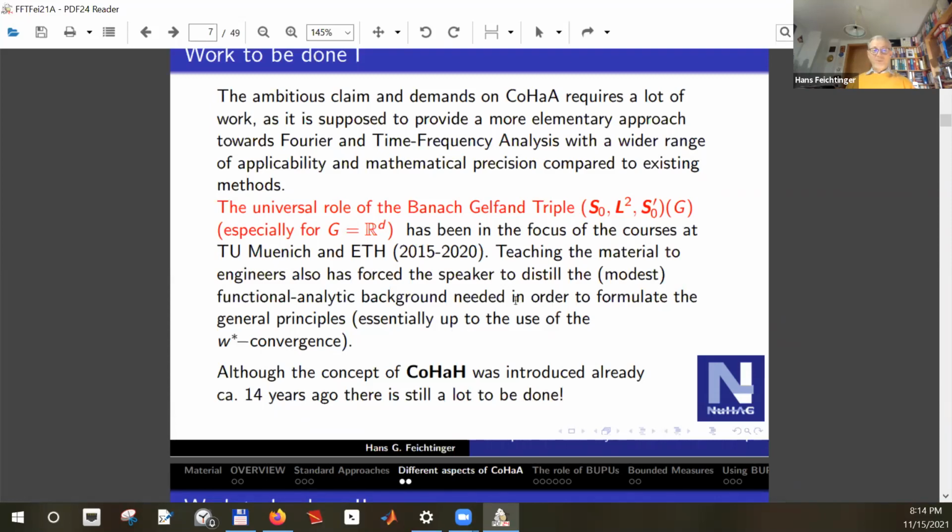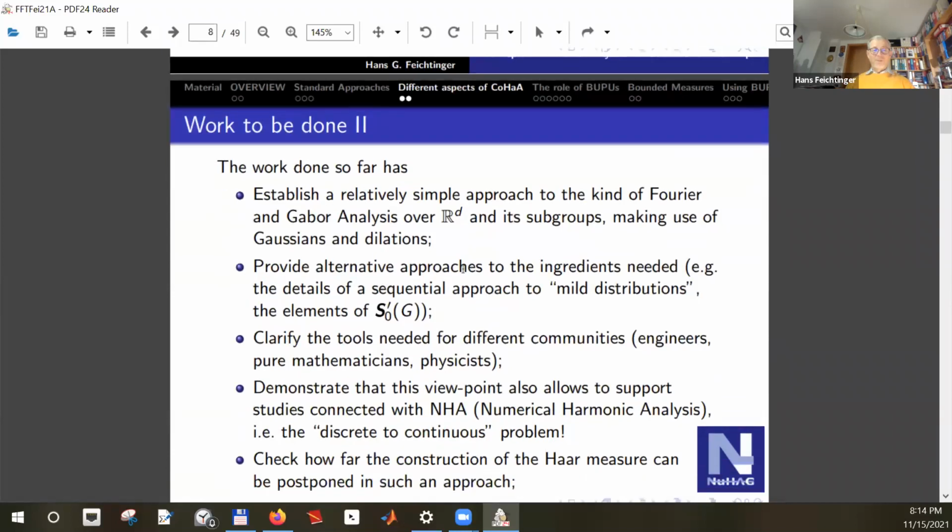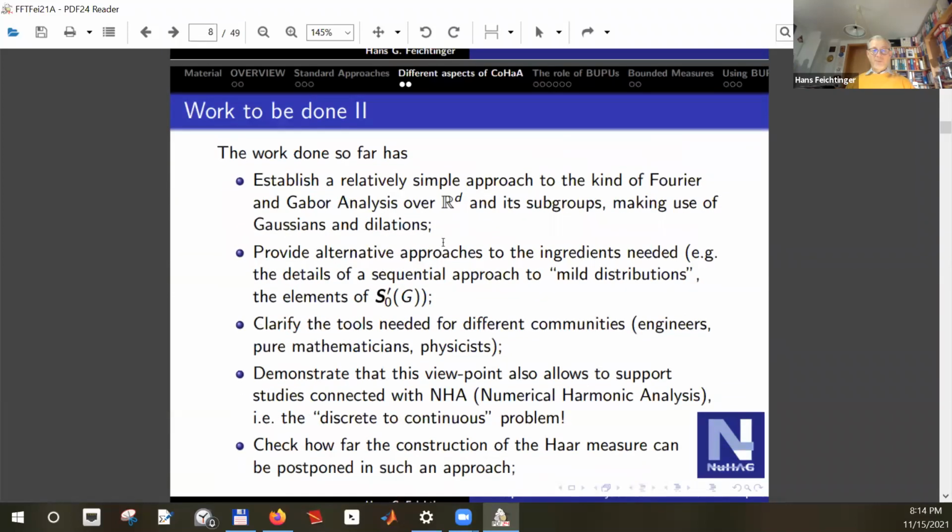So how can we do it? And that was kind of one of the things that I wanted to show. So that's another summary. I can skip this.